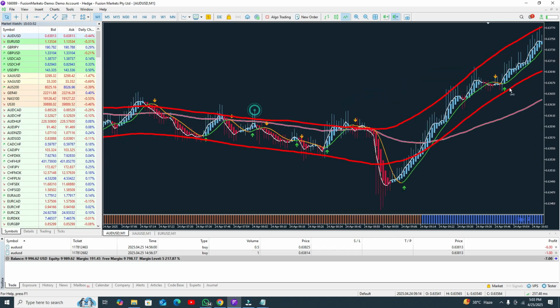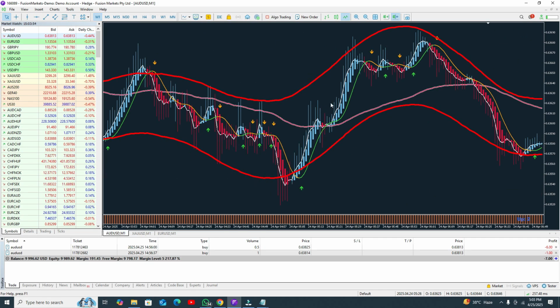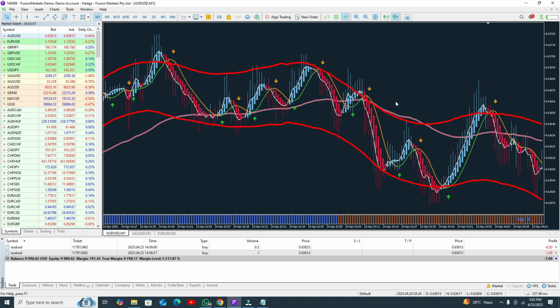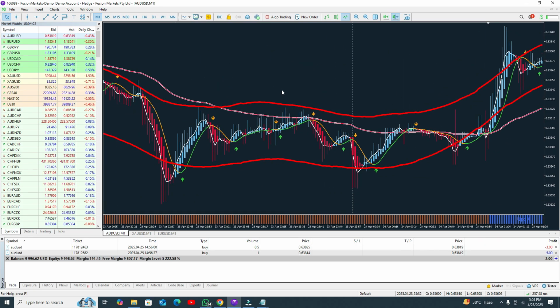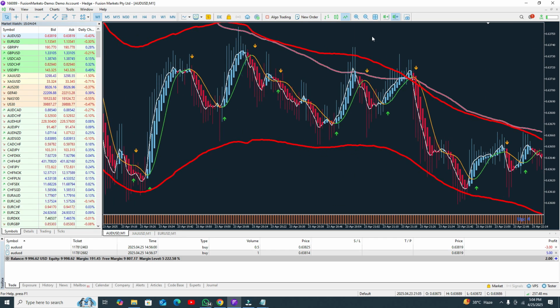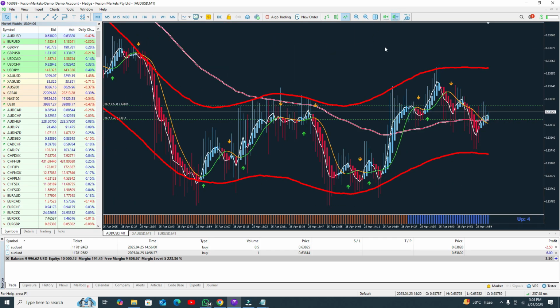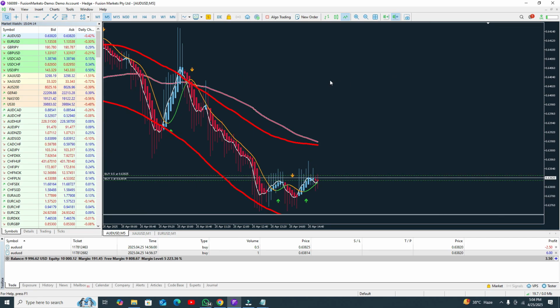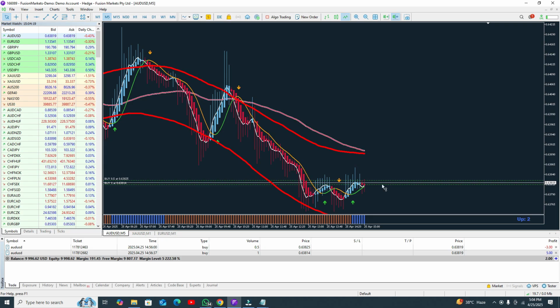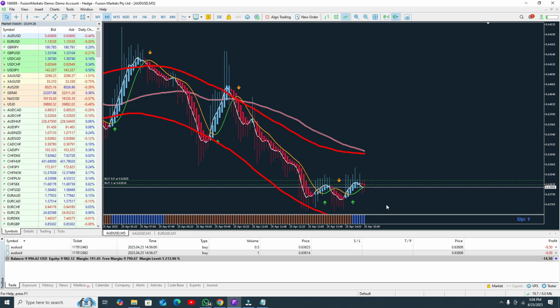Here you can see in the 1 minute time frame as well, you are getting awesome results. The indicator is giving you awesome results. But we are working on the 5 minute time frame. Let me show you. Okay, the indicator is loading. Let me show you. Here you can see.